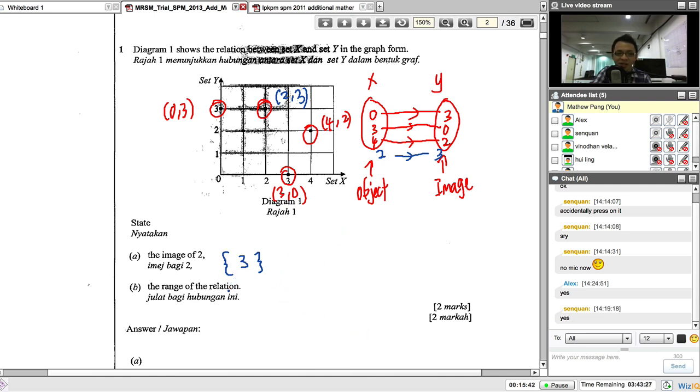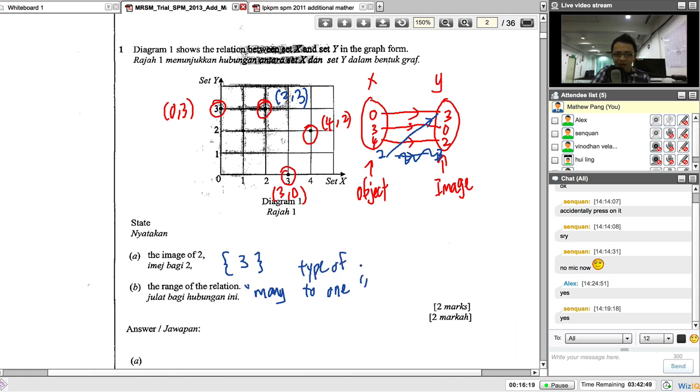Okay, and then range. He asks you to state the type of relation. What type of relation is this? Because here you got 3, right? So basically 2 is connected to here. Since we have 2 objects connected to 1 image, we call this many to one. Many to one relation. No, this is the type of relation, sorry. Many to one is the type of relation, not the range.